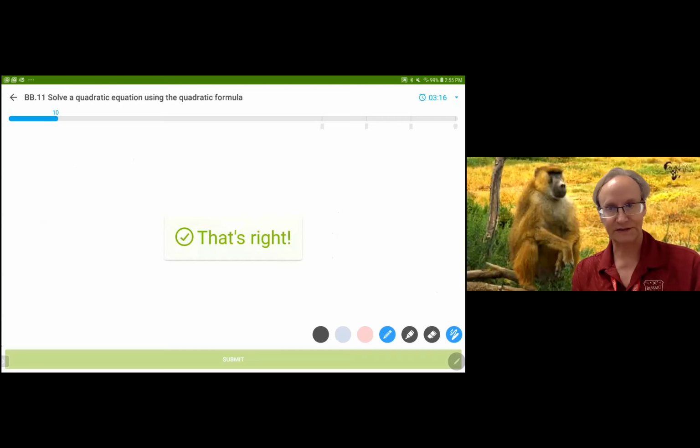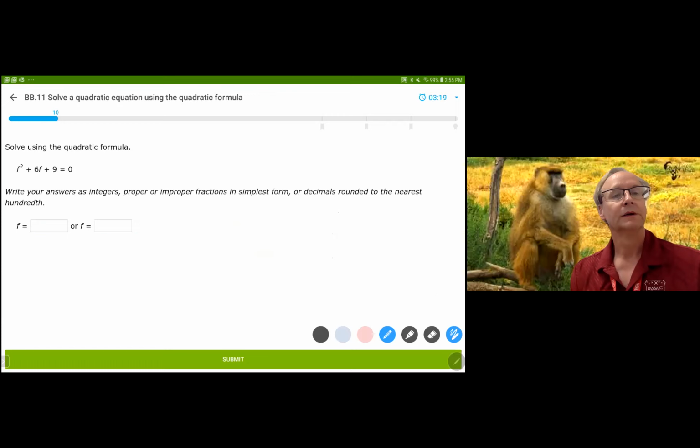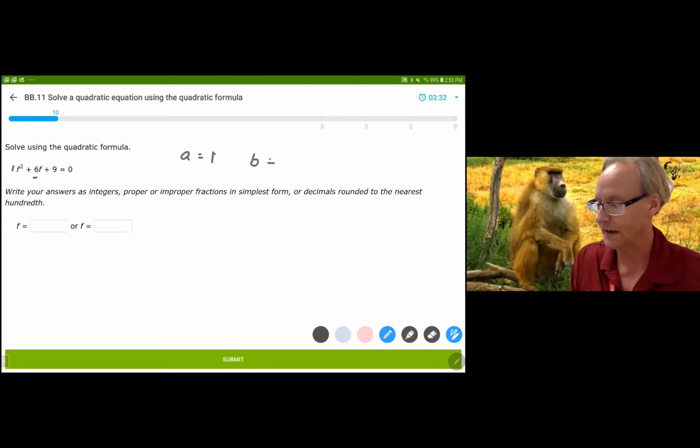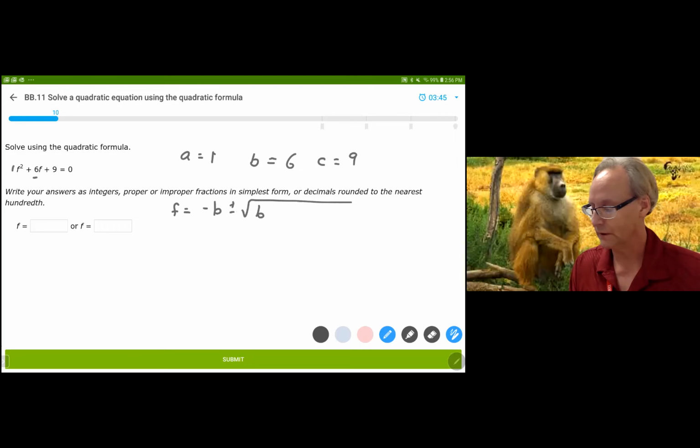All right, let's go a little faster on this one. So now we identify my A, B, and C. A is equal to that 1 in front of the F squared. I'll just write them over here. B is equal to the 6, which is in front of the F. And C is equal to 9. And our answer, F, is equal to negative B plus or minus the square root of B squared minus 4AC all over 2A.